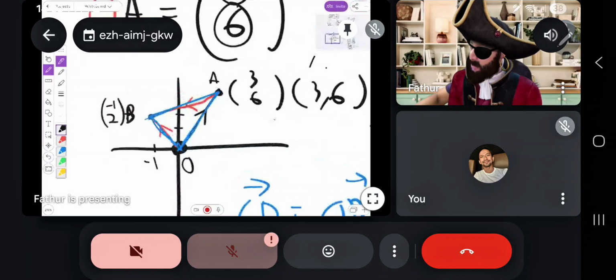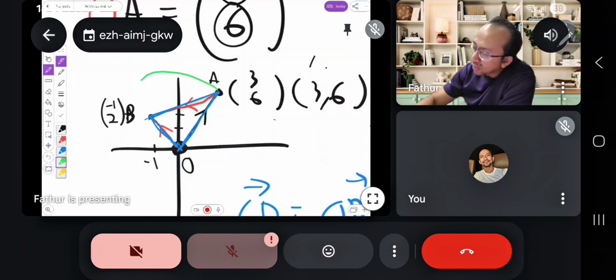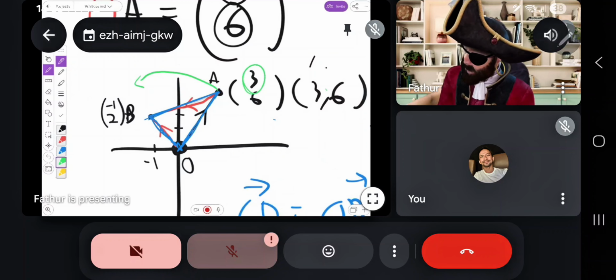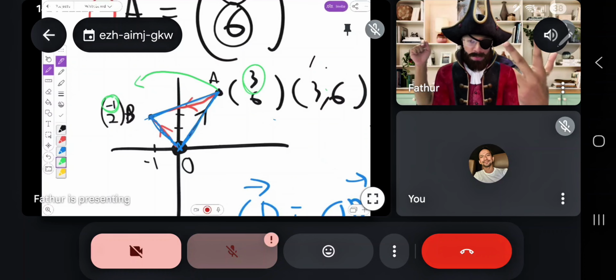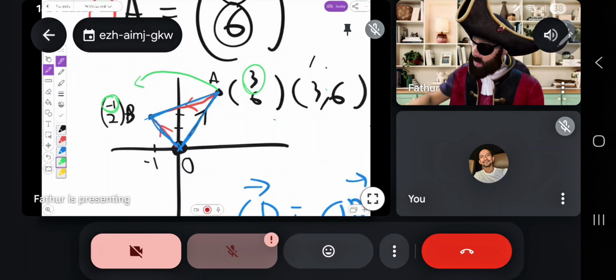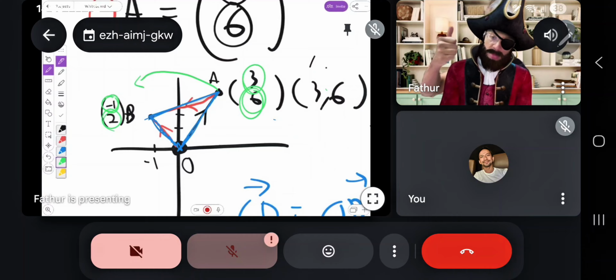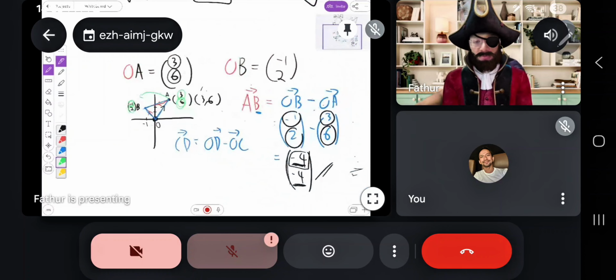So now let's try this. Look at this part. Look at A to B. From A to B, I move 4 steps to the left, right? How do I know? From positive 3 to negative 1. How many steps do I move? 3, 2, 1, 0, negative 1. See? 4 steps to the left. How about the y-axis? From 6 down to 2. 6, 5, 4, 3, 2. So 4 steps down, right? That's how I check whether my answers are correct or not.